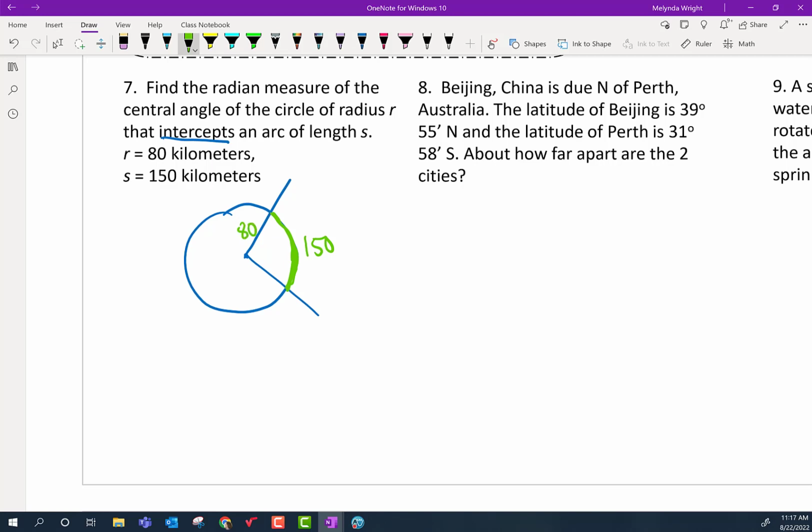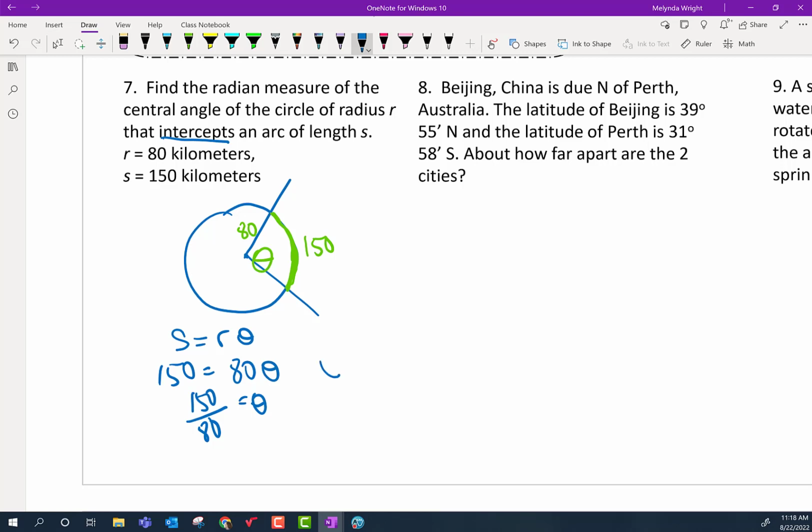Okay, what do they want us to find? They want us to find the central angle. So the first thing that I would do is write down my formula, because I've memorized it, right? S equals r theta. And then I just figure out what numbers I have and what I need. So I have the arc length, which is 150. I have the radius, which is 80, and I don't have the theta. Well, that's not too bad. I just need to solve for theta. So theta is going to be 150 over 80.